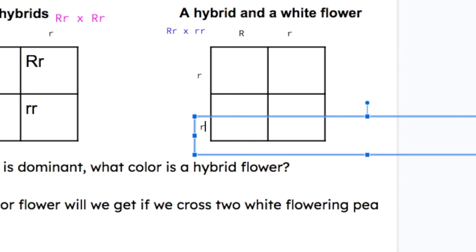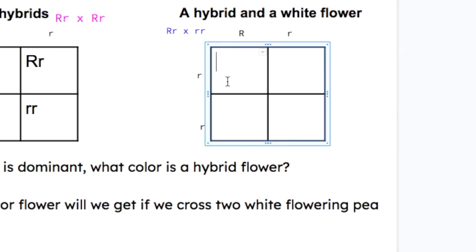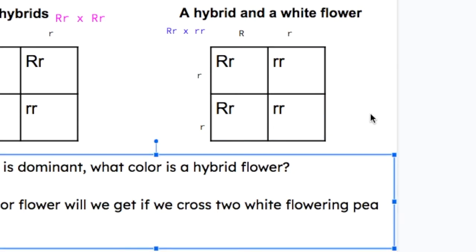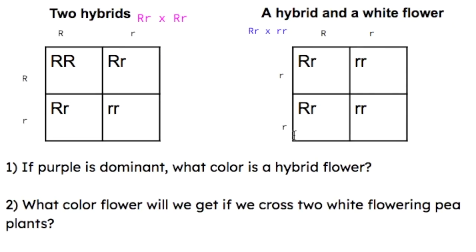And a lowercase r. So when we fill this box in, here's our capital, here's our lowercase. Lowercase up top, lowercase to the side. Capital from there, bring it down. Lowercase there, and lowercase, lowercase. Okay, so now we'll slide back over.